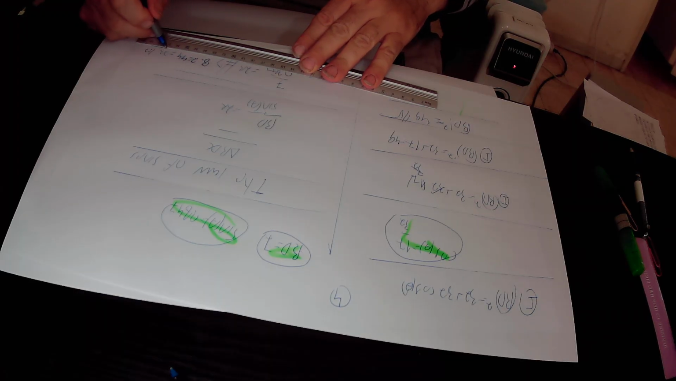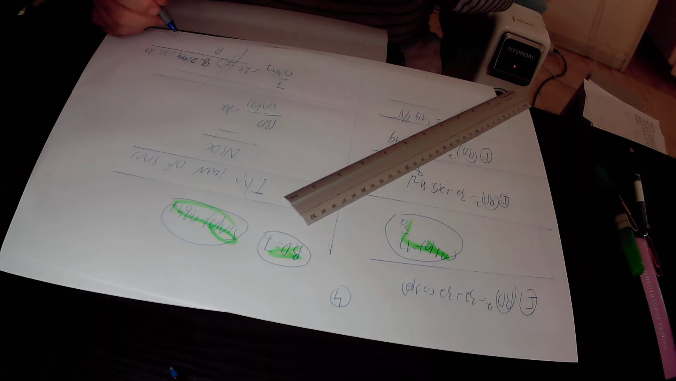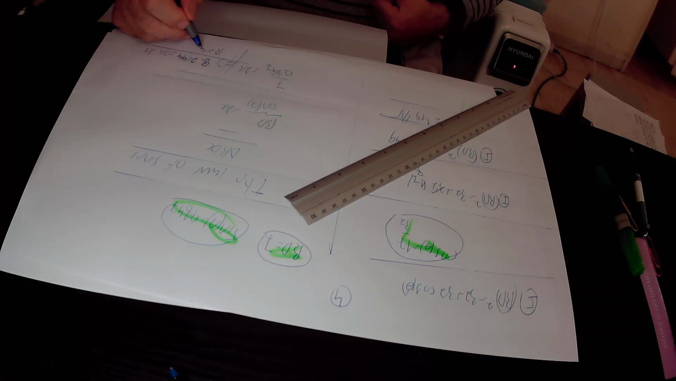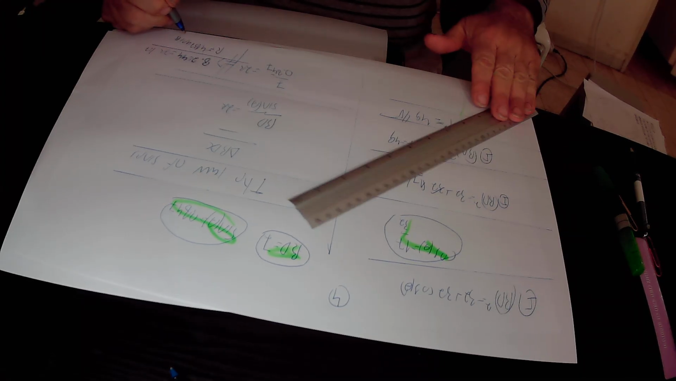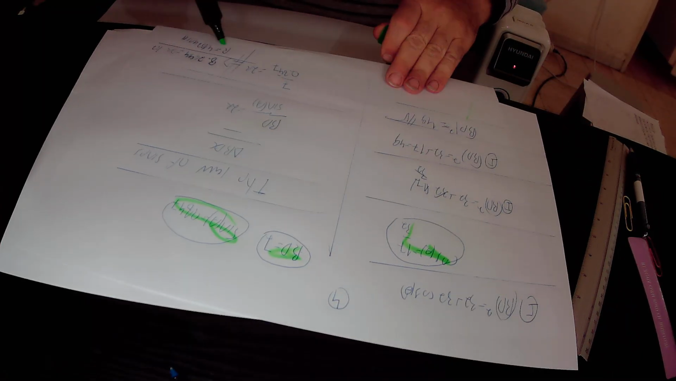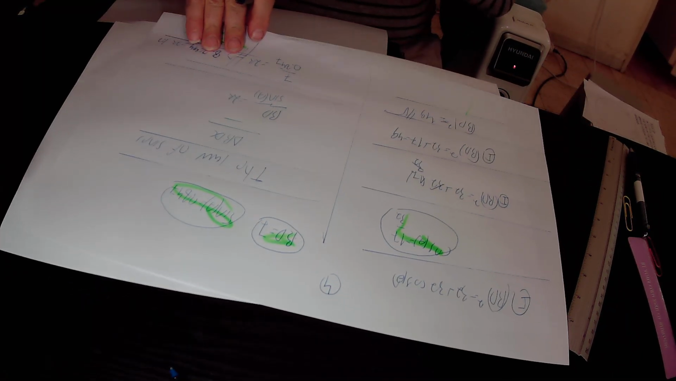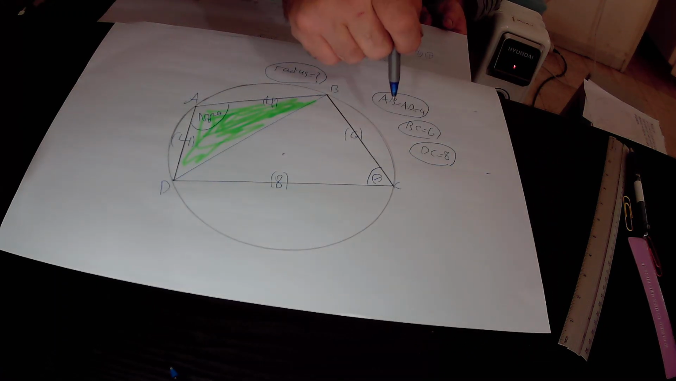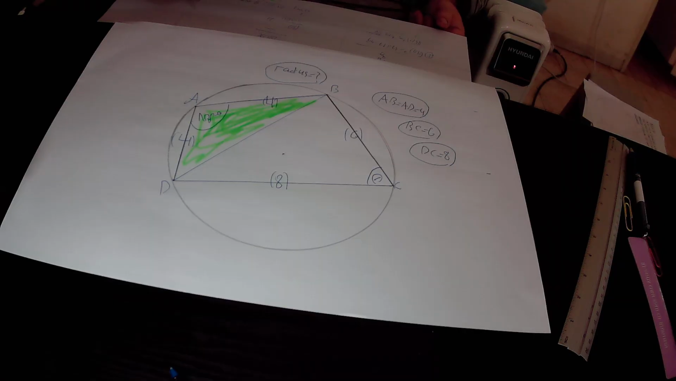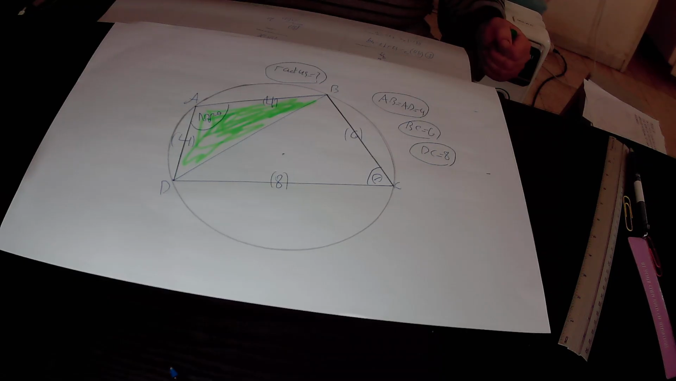8.2644 over 2, which is 4.132 units. So in total, we found out that the radius of this circle, which is the radius that we are looking for in this question, is equal to 4.132 units in length. So I finished the first question. In the next step, I will present you the second question of this lecture, and we will solve the second question by using two different methods.